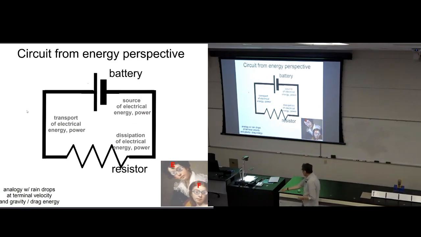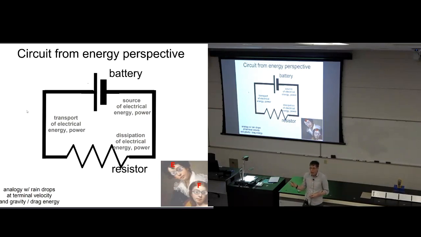Here's another way we can think of the circuit. We can think of this battery as actually a source of energy. It's chemical energy, but it's a source of energy for the circuit. It's a source of power for the circuit. Remember, power is the joules per second, the amount of energy per second, per unit time. And so the battery is a source of power and energy. The resistor is something that dissipates that energy, dissipates that power.